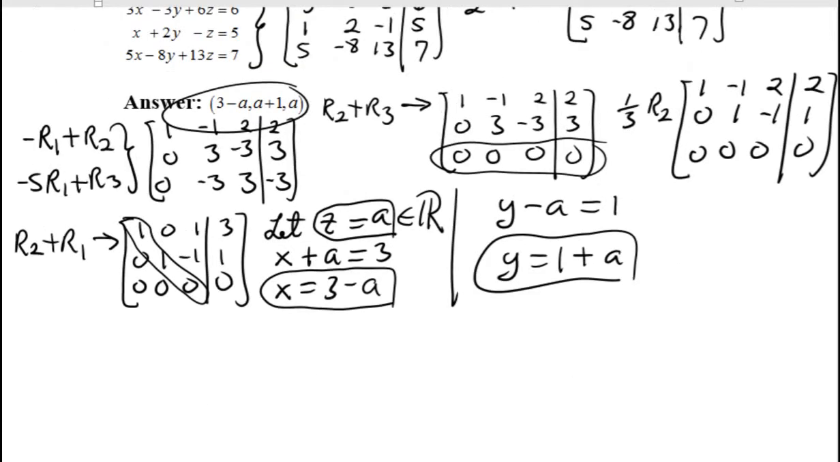Those 3 equations reduce to 2 equations, 2 rows. So we have 2 rows but have 3 unknowns, x, y, z. So 3 minus 2 is 1. So that's why we only have let z equal to a. And then x and y depend on z. Thus we have a dependent system.